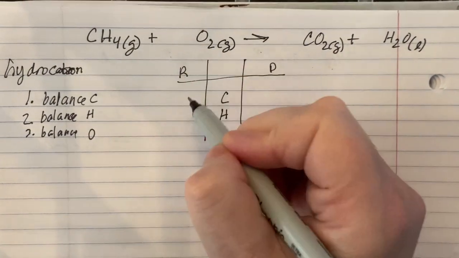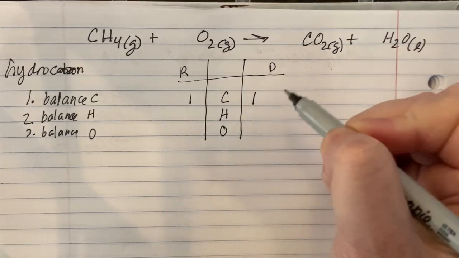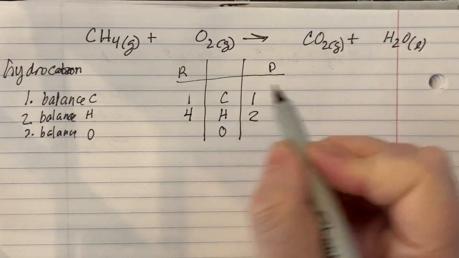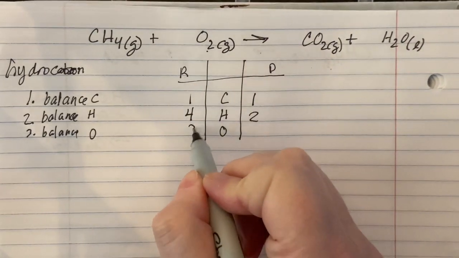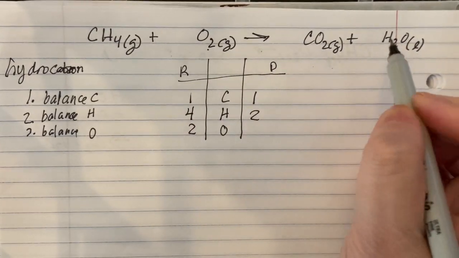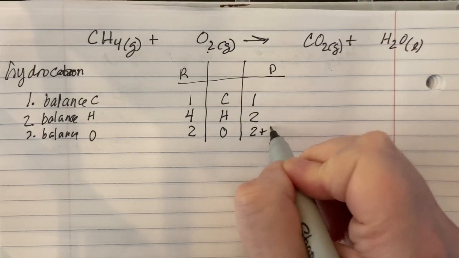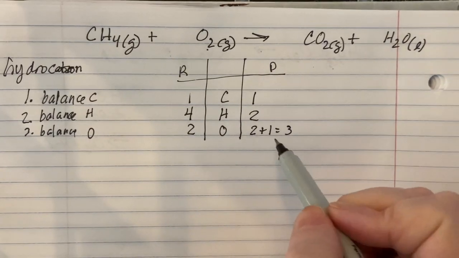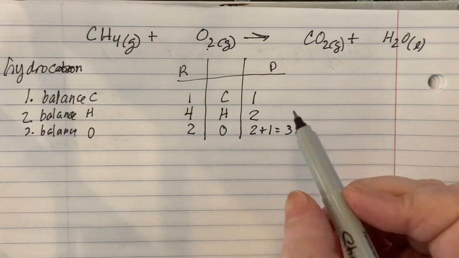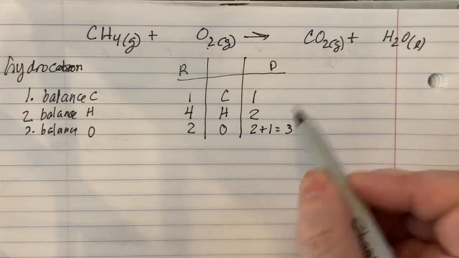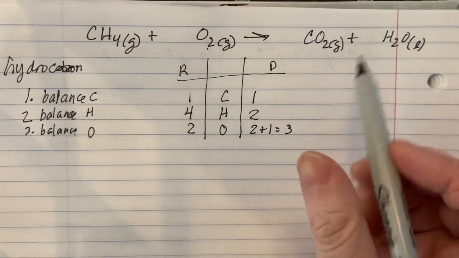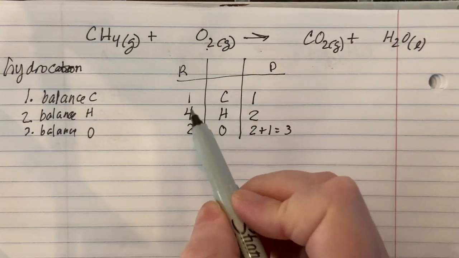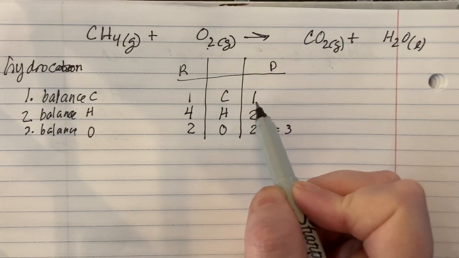Okay, I have one carbon on the left, one carbon on the right. 4 hydrogens on the left, 2 hydrogens on the right, 2 oxygens on the left. And notice it's in 2 spots. So I have 2 oxygens plus 1 oxygen, or 3 oxygens. So you see how that's a 3 and a 2. So you'd have to use the least common multiple if you wanted to start balancing with oxygen. And oxygen's in multiple places, which means it's going to be harder to balance. So it's best to wait and do that at the end. Carbons are already balanced, so I'm going to move on.